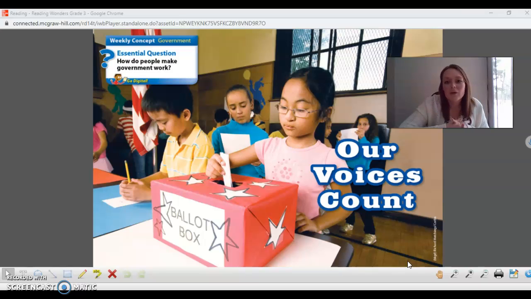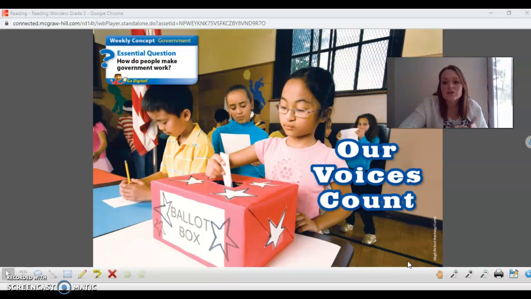So the concept of our unit this week is government. So what does the government mean? I want you to think about this. I'm sure you've heard a lot of things about the election. In November, we had an election for presidency, so this should be very easy to relate to. I'm sure you've heard some things about it.